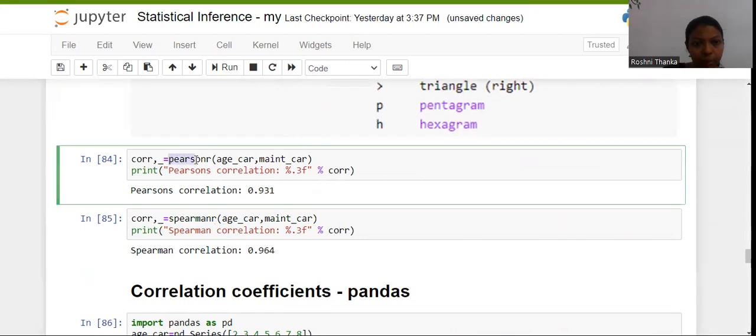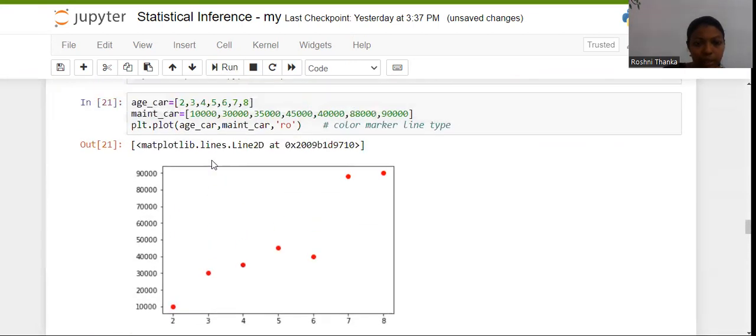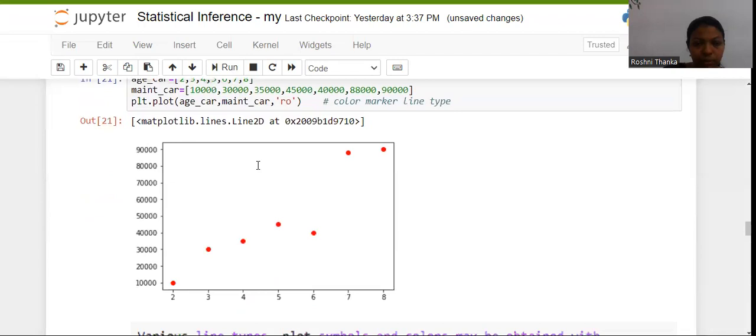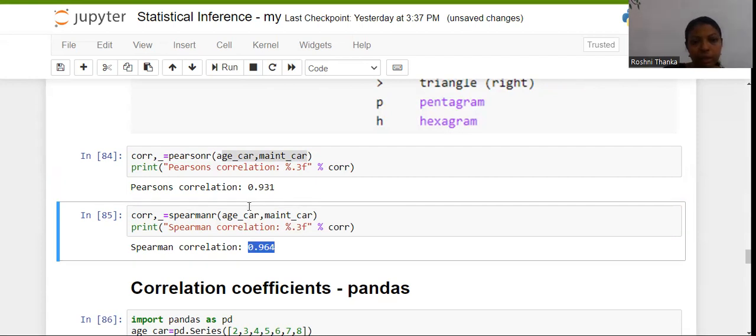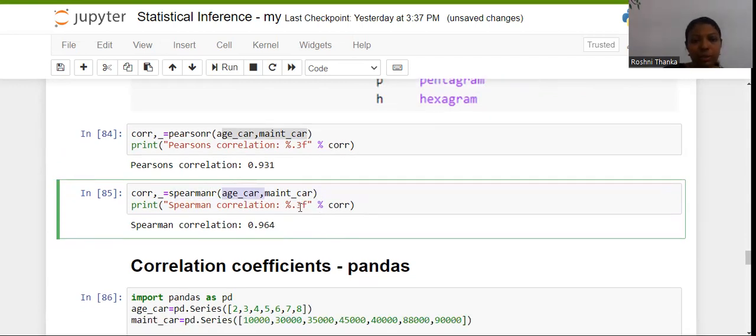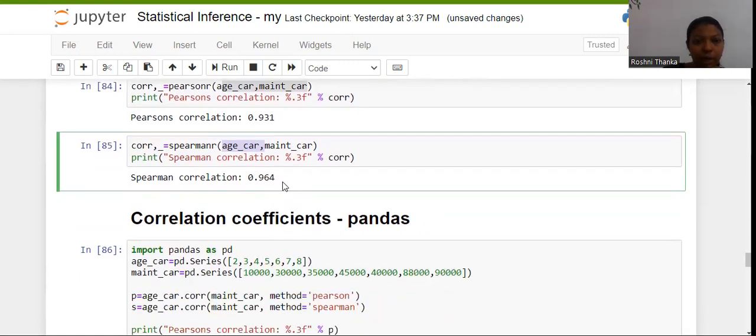Already we have imported Pearson and Spearman, right? So we are just calling this function Pearson on these two variables. And we are printing it, so we can say it is a positive correlation. And again, using Spearman also, we call the Spearman function, giving the x value and the y value. You know that Spearman will use rank to do the correlation. So that also is done, and the value we got is 0.96. It's close to 1, so we can say it is a positive correlation.